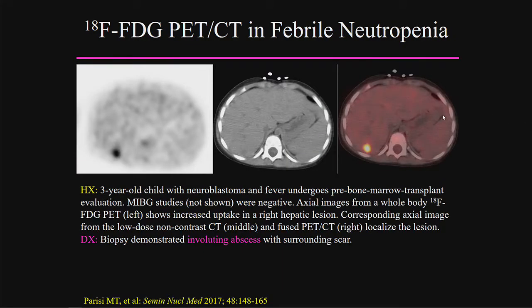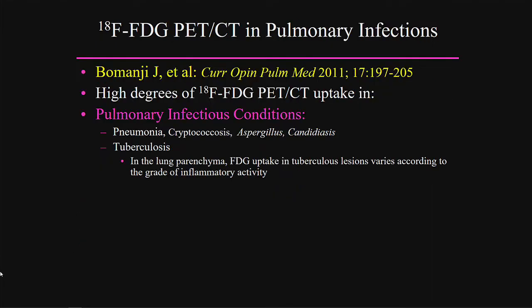And one more clinical example, a 3-year-old with neuroblastoma and fever, and negative MIBG scans, underwent pre-bone marrow transplant evaluation, and you can see that there's an abnormal FDG focus within the right lobe of the liver, which was biopsy proven to represent an involuting abscess.